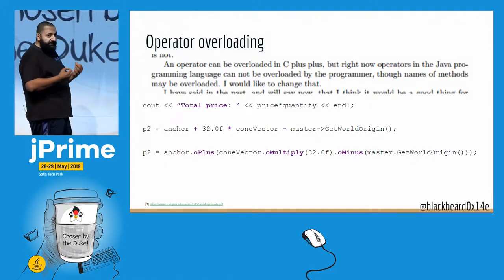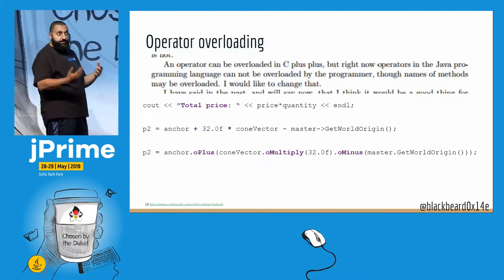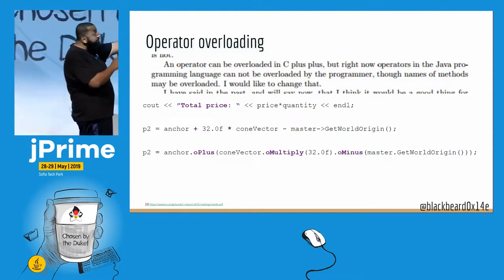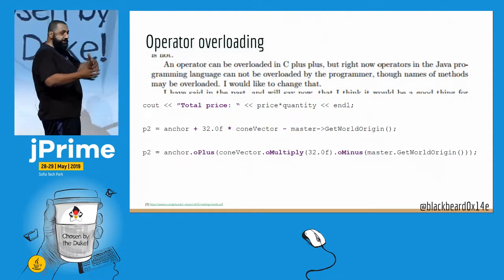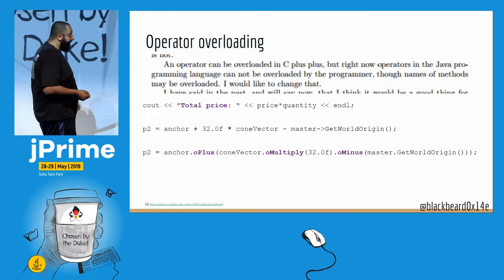I mean, the Java guys themselves, when they introduced BigDecimal and its little sister, BigInteger, they also did something like this. They added functions to do add and multiply and whatever. And it's ugly as hell, but it kind of works.